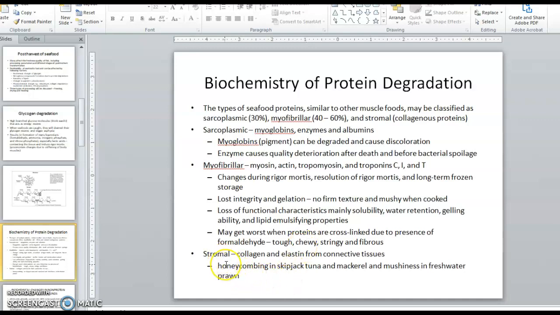Also, the third one, the stromal protein, mainly consists of collagen and elastin from the connective tissue. The degradation of stromal protein can lead to honeycombing in skipjack tuna. I'm not sure what this is, but basically it will form a honeycomb structure on top of the flesh. It also causes mushiness in freshwater prawn, because of the degradation of collagen. Probably because prawn contains a lot of collagen.